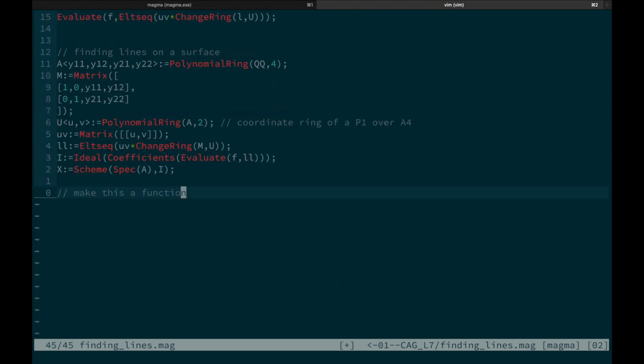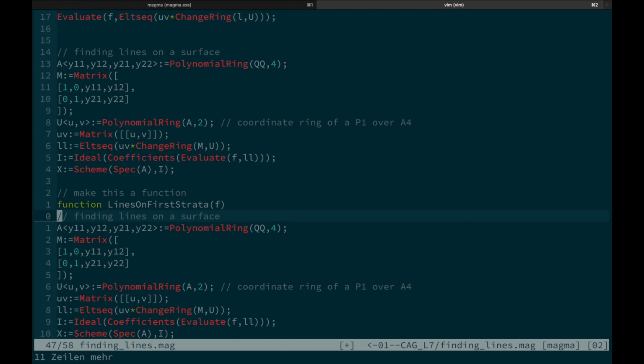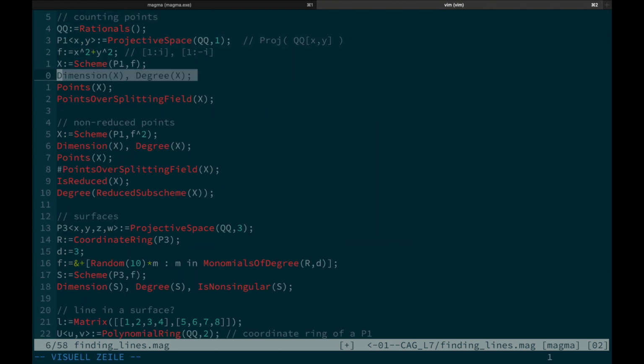Before we leave this example, let's turn this into a function because I want to use it again later. So I write function lines on first, let's say strata. It should take f as an input, and it will return the number of lines and perhaps additional data. I'm just going to copy paste this over there. Okay, finding lines on the surface, maybe I keep this command. What I don't want to do is to have any unnecessary information. Okay, so far so good. Let's go upstairs and copy paste.